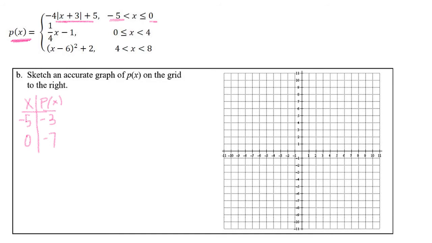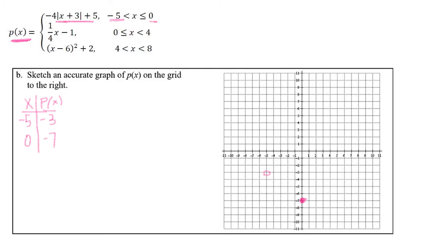And then we also have the point 0, -7. So 0, -7. Uh-oh, I've already made a mistake. Let's see, -5, -3. It was an open circle. Oh, dear. All right, and then 0, -7 was a closed circle. Yep. All right, so let's think about our parent function transformation here.